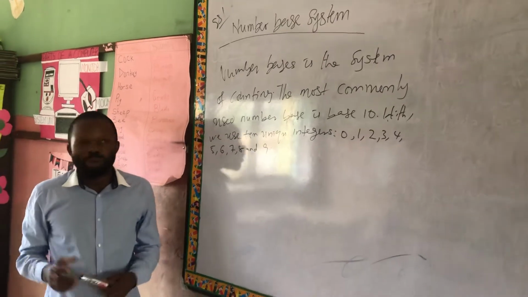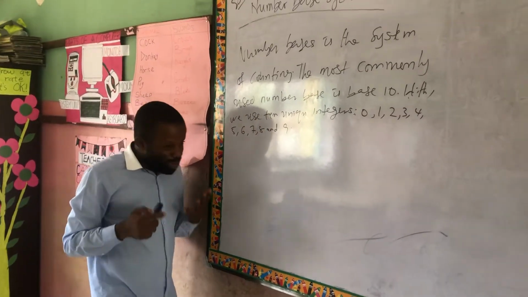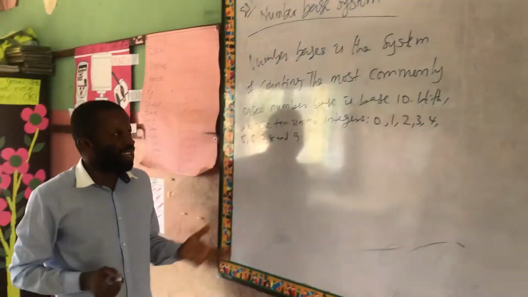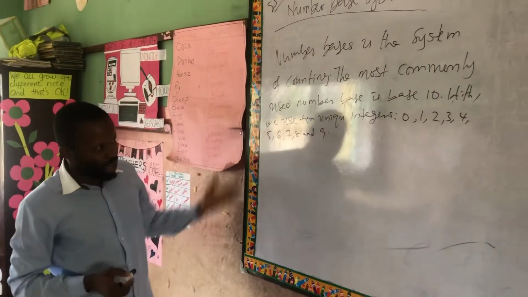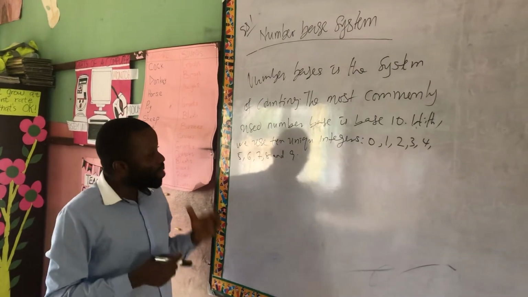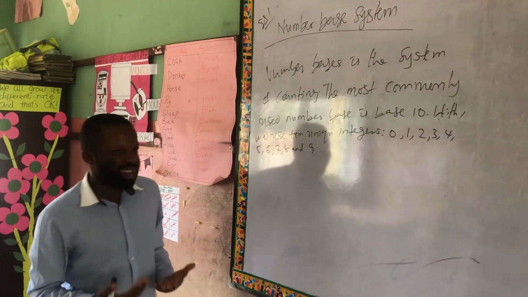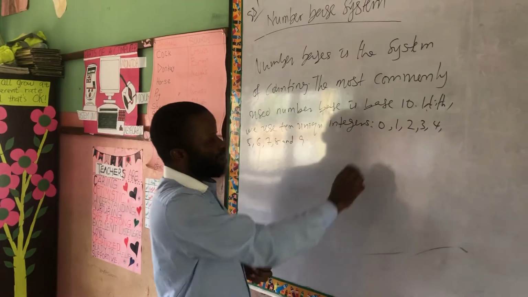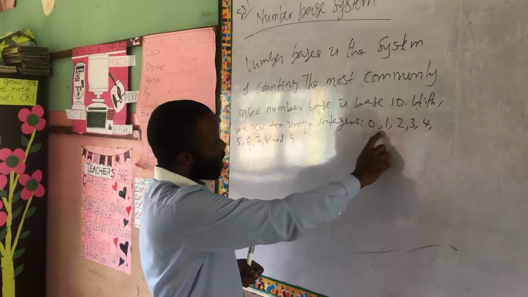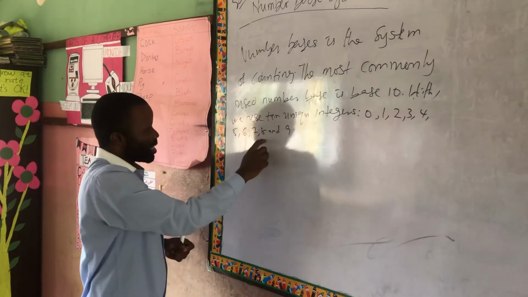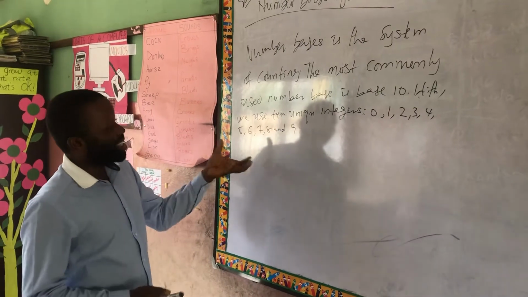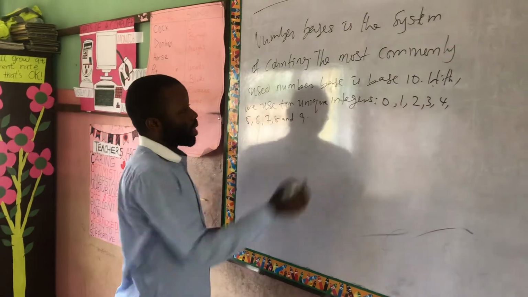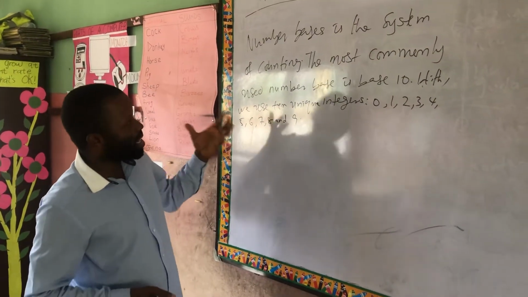We all count in base 10 right from childhood. The way we count is in base 10, even though we might not know it. We count in base 10 maybe because we have 10 fingers. Any number you call today makes use of these 10 digits: 0, 1, 2, 3, 4, 5, 6, 7, 8, and 9. These are the integers we use to form our numbers. Then we count in base 10.